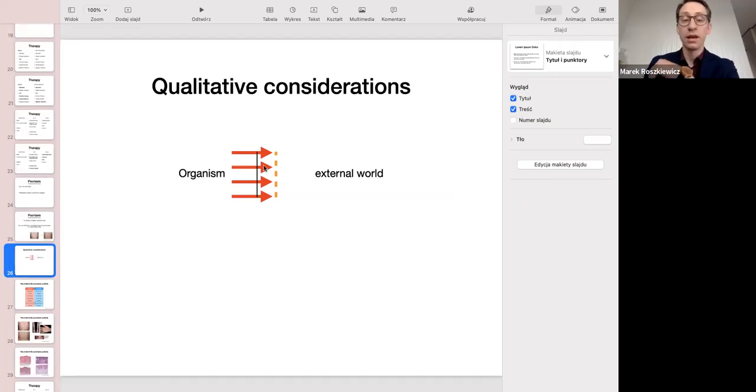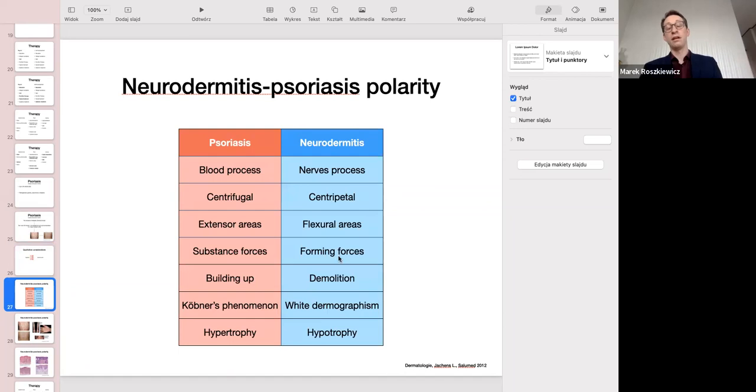It is like this red blood process from the psoriatic is going to the external world, and it is here creating a not efficient barrier. Here would be the line of the normal skin, and this building up process is going too much into the external world. From the book of Luther Jachens, Dermatology, we can see this polarity in those two diseases. So psoriasis versus neurodermatitis, atopic dermatitis: blood versus nerves, centrifugal versus centripetal, what we have seen.